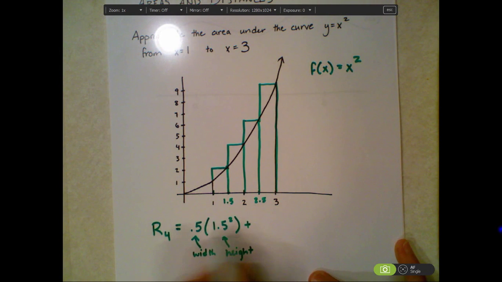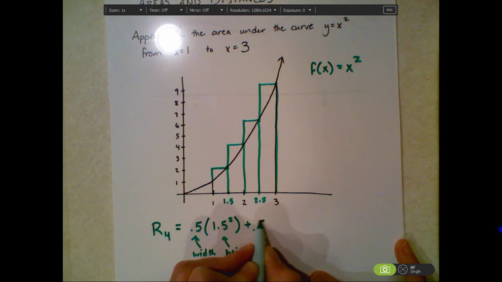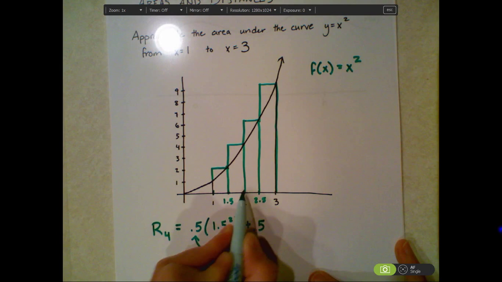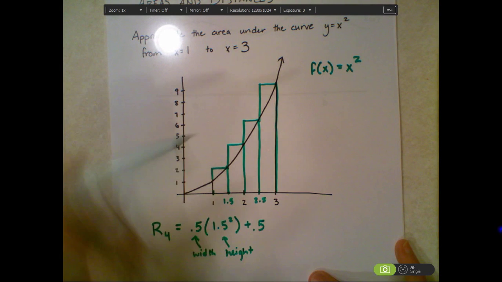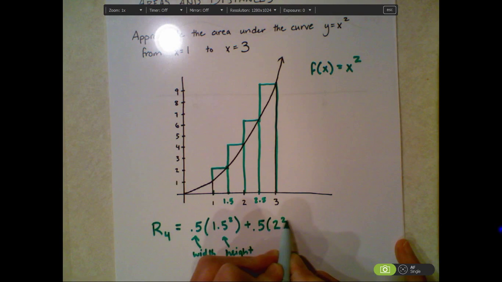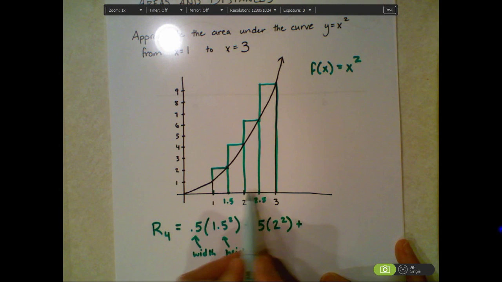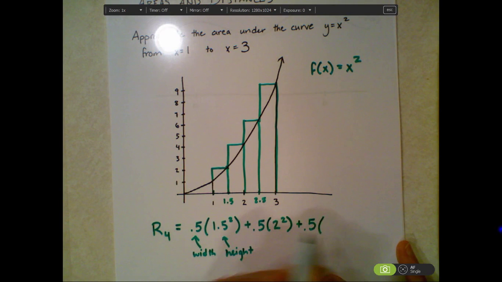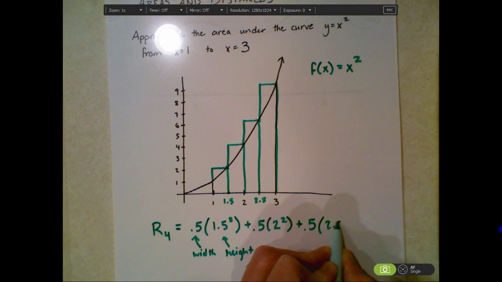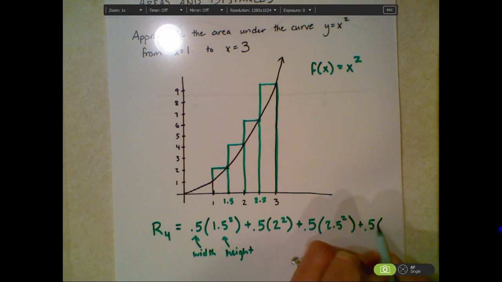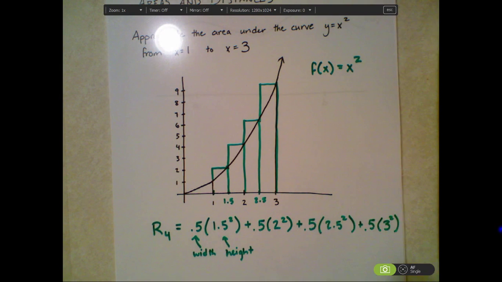My next rectangle also has a base of width 1/2, and a height of 2 squared. My next rectangle has a base of 1/2 again, and a height of 2.5 squared. I'm plugging the right endpoint into my function. And finally, I have a base of 0.5 and a height of 3 squared. If I wanted to, I could calculate all this in my head. 1.5 squared is 2.25, and half of that is 1.125.